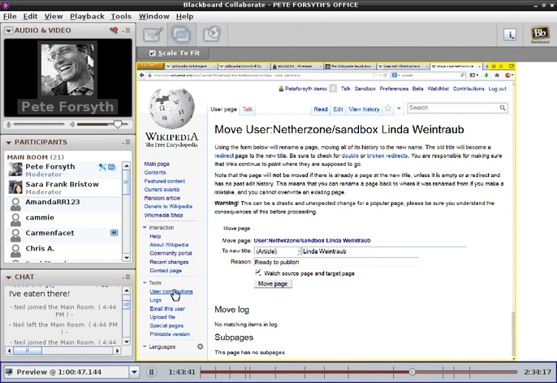Yes, and Sarah asks, a redirect gets created automatically. So that is correct. If I were to click the Move Page button at this point, it would create a new page that carries all of the edit history of Netherzone's sandbox over to the new article, and then on her sandbox, it would create a redirect so that if someone else has seen this article and maybe made a link to it or bookmarked it, and they try to go to it, the software will automatically redirect them to the new location of the article.